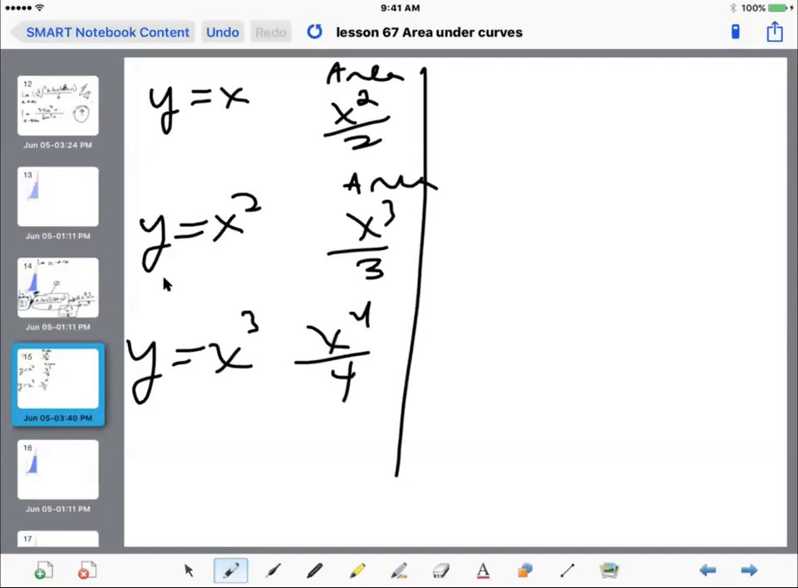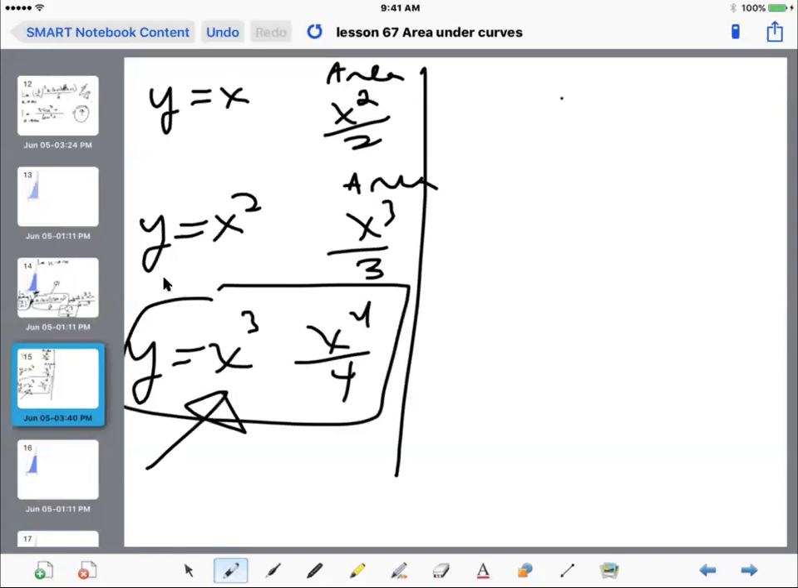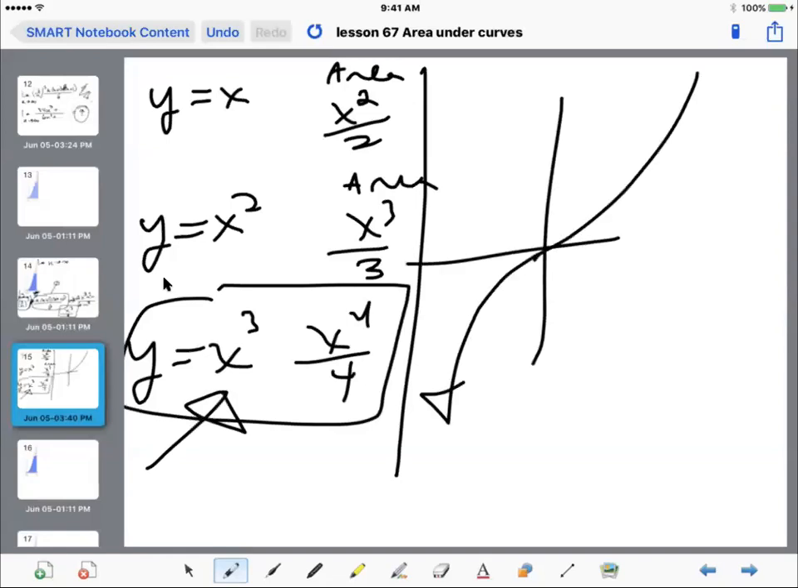Now, for this one, what's going to end up happening if you're actually going to do the x cubed case? What do you suspect you're going to need at some point? What are we going to need when we break this up into rectangles again?